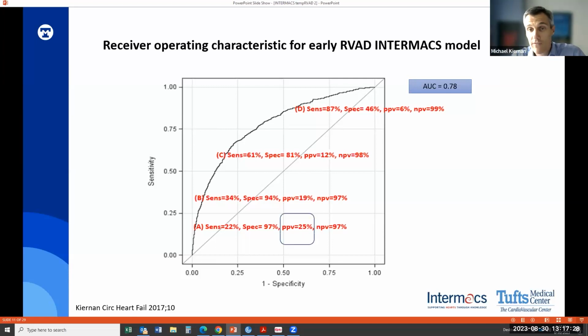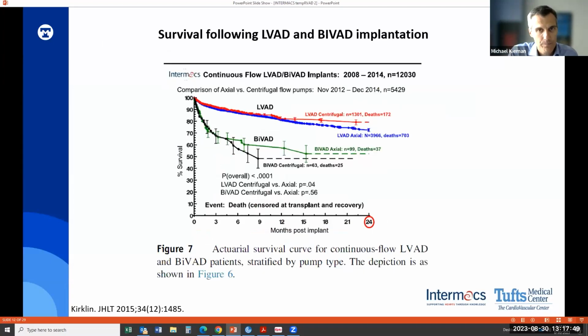And at best, it's 25%, meaning if they fall into a high risk category preoperatively, in fact, only 1 in 4 of those patients actually probably needs an RVAD. So again, the positive predictive value of these risk scores remains pretty low. And that's one of the key challenges in terms of identifying who we need to support with RVADs.